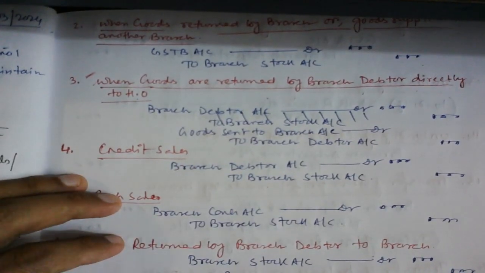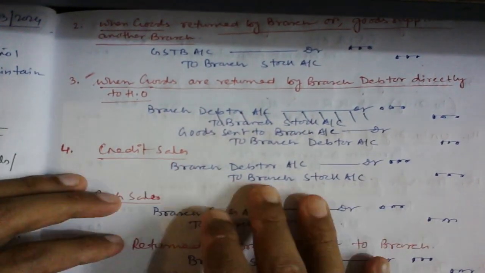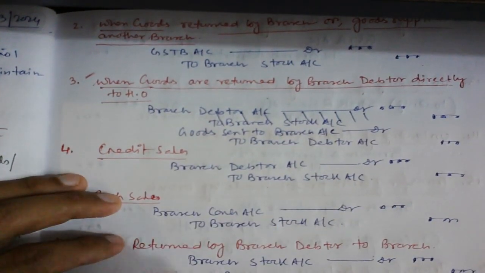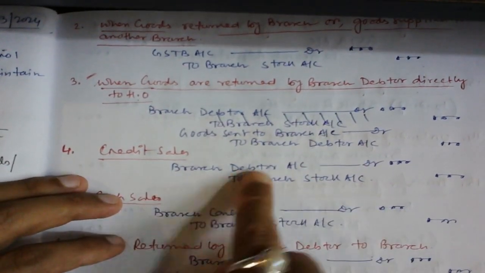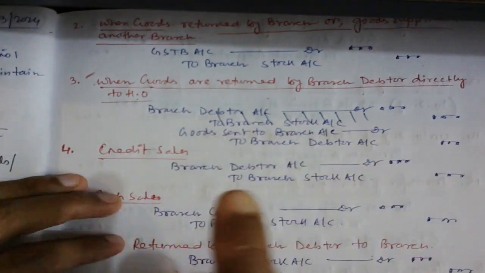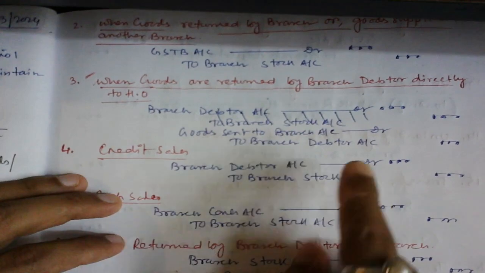Credit sale क्या होता है? देखिए, credit sale means obviously debtor account debit to sale, that we know. But here it is not going to happen. Rather, the journal entry will be branch debtor account debit to branch stock. See, simple. Debtor should be debited, and in our case, there is a branch debtor, so we are going to mention branch debtor account debited to branch stock.